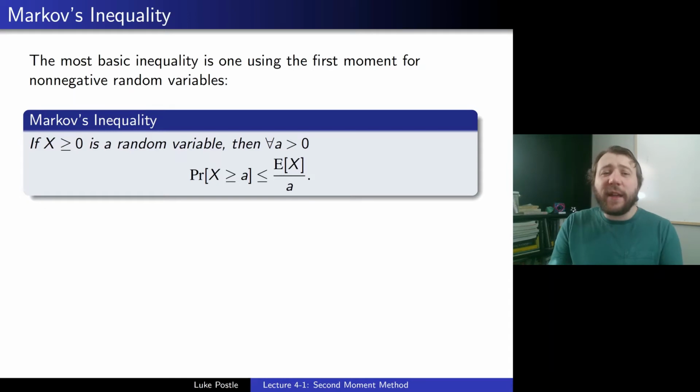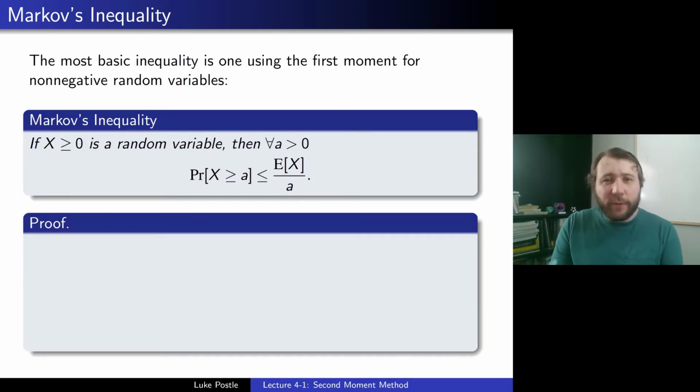It says that if X is a non-negative random variable, then for every a greater than 0, the probability that X is at least a is at most the expectation of X divided by a. So you can't be too many times the expectation if you're a non-negative random variable. What's the proof of this?